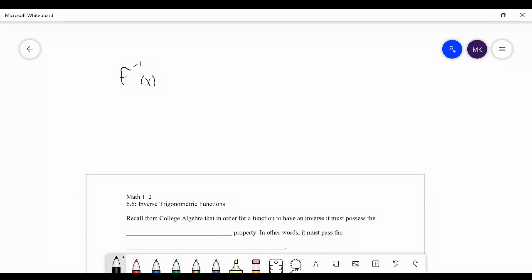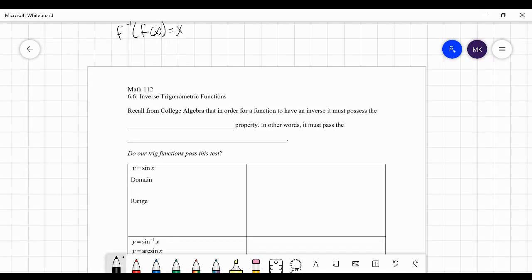A couple of really nice facts or tools with inverses is that f of f inverse of x is equal to x, and f inverse of f of x is equal to x. So when we compose a function with its inverse, it always gives us back the original input we used. Now, on to our lecture.